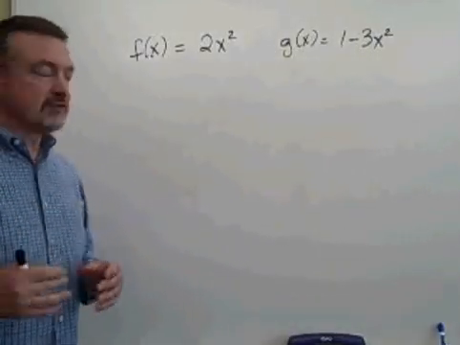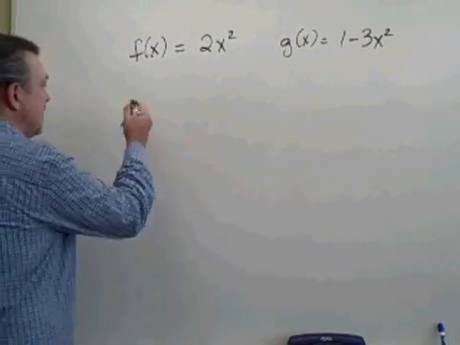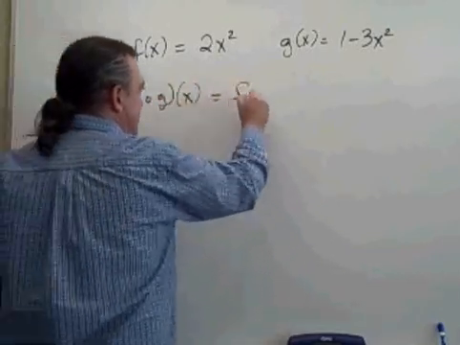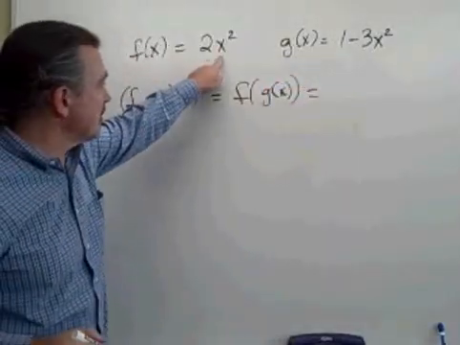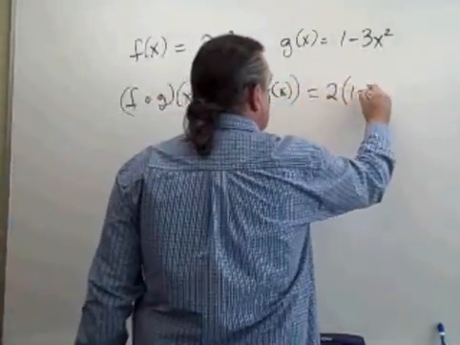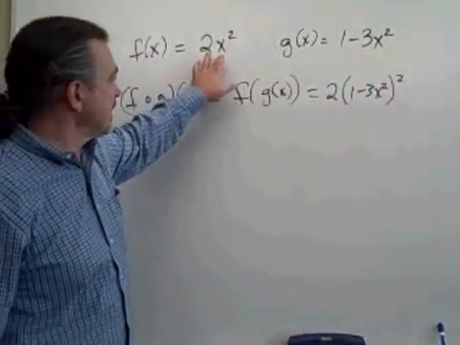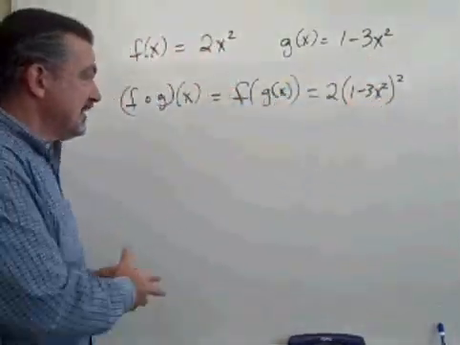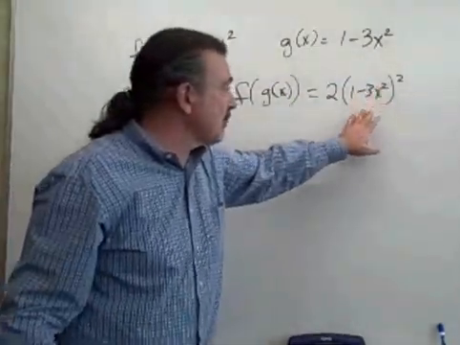Suppose we had these two functions, both of them quadratic functions. And if I wanted to find f composed with g of x, that's f evaluated at g of x, which means wherever there's an x here, I'm going to replace it with that entire expression. Wherever there was an x in the function f, I replaced it with the entire expression for the function g. Now, to simplify that expression, I'm squaring a binomial.